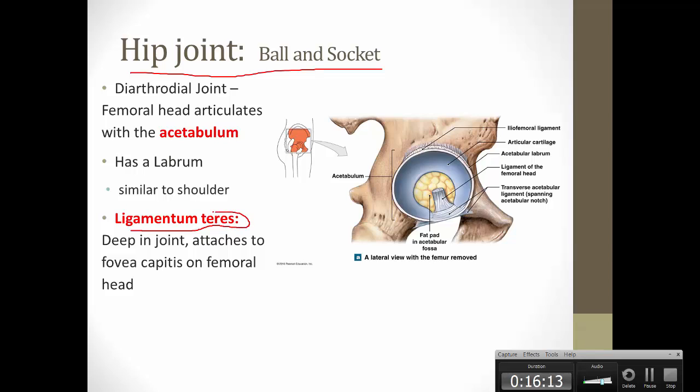An example of that is the ligamentum teres. And teres here just means that it looks like a tube. So this is what teres means. So this is my ligamentum teres here. It's also called the ligament of the femoral head, which is another name for it. And this ligament attaches the head of the femur to the acetabulum.